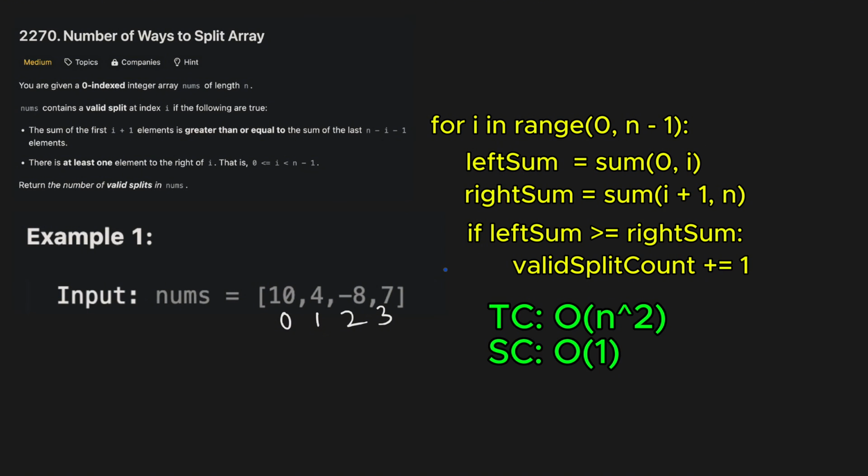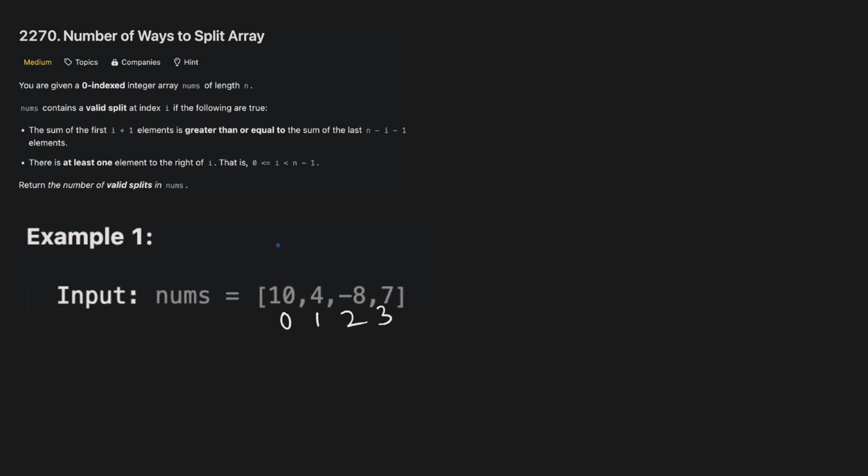This is because we have n minus 1 split points, and for each split point we are summing up the left and right subarrays, which takes O of n time, resulting in the overall time complexity of O of n square. So the bottleneck of the naive approach is that we calculate the left and right sums repeatedly for each split point. Let's take a closer look at a specific split point in the array, say between numbers 4 and minus 8. And we already have left sum and right sum for this split point.